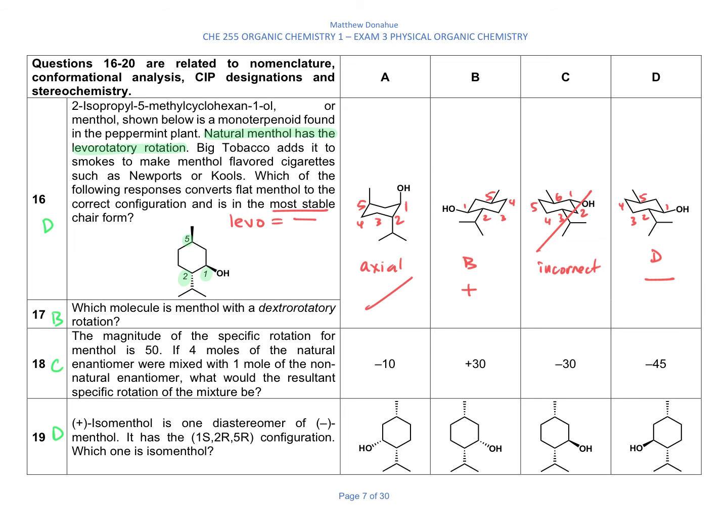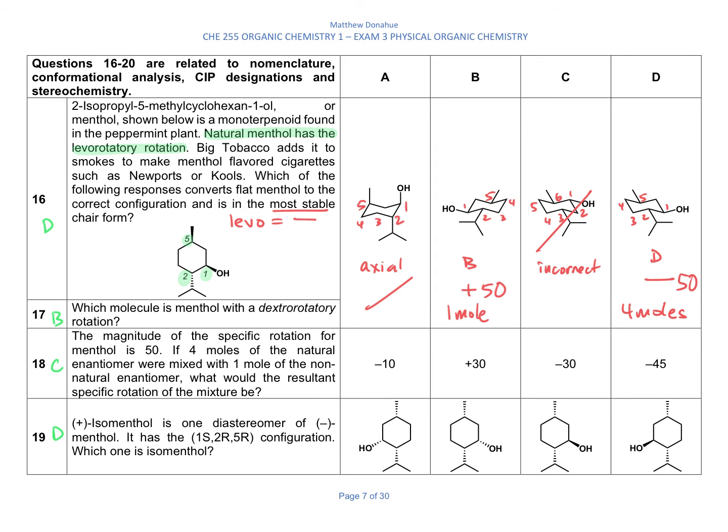So moving on to question 18, the magnitude of the specific rotation of menthol is 50. So let's just write that there. This is plus 50, this is minus 50. If 4 moles of the natural enantiomer, so 4 moles of this, were mixed with 1 mole of this, what would the resultant specific rotation be?